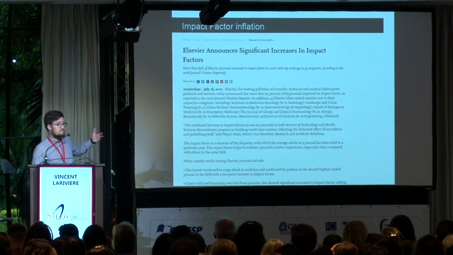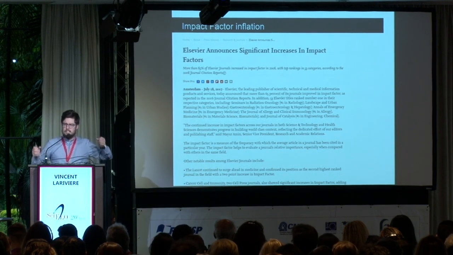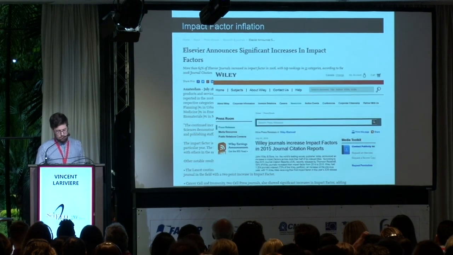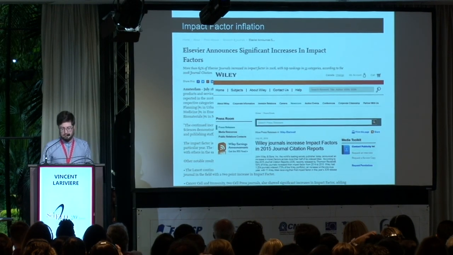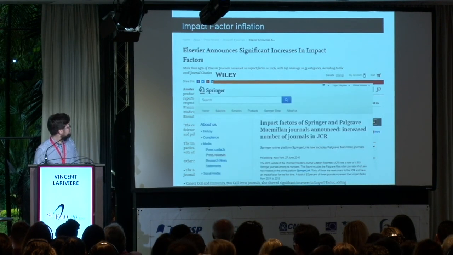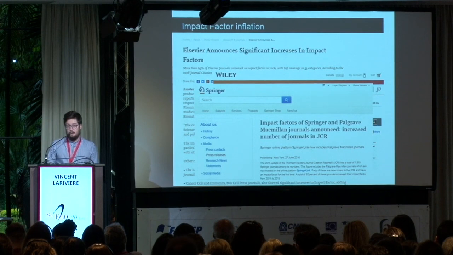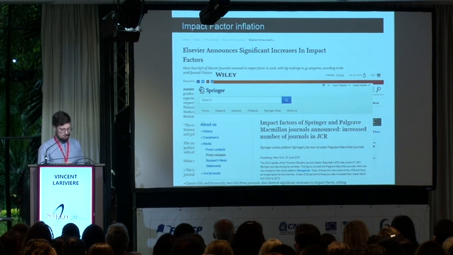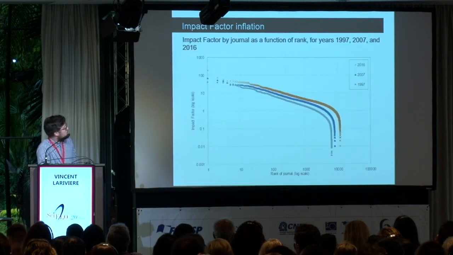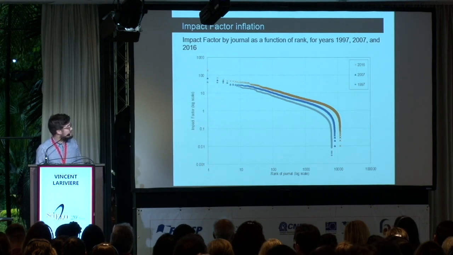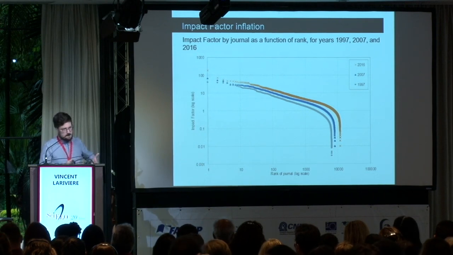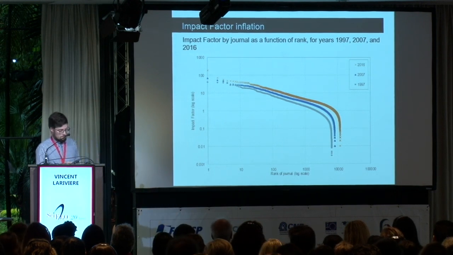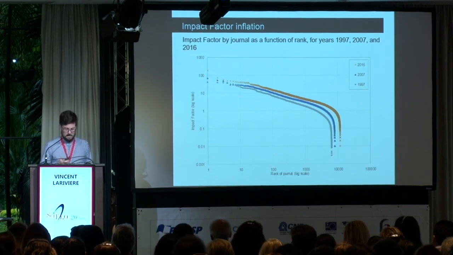Another thing, and this is something that we see very often, is that publishers will say, okay, this year most of our journals have increased their impact factor, so this is amazing. So Elsevier, of course, shows that. Wiley is showing the same thing, so significant increases. And then Springer, of course, does the same thing. But what we see is that basically everything increases, so there's nothing really impressive about it. What you have here are the distributions for three years, 1997, 2007, and 2016. So basically the tide rises all boats evenly. And so there's an inflation, and it works in the same manner for basically every publisher.